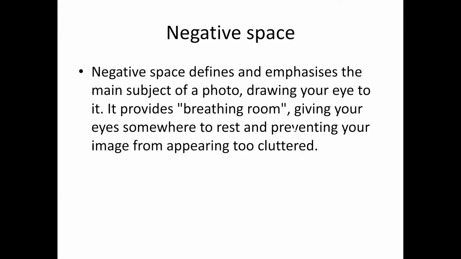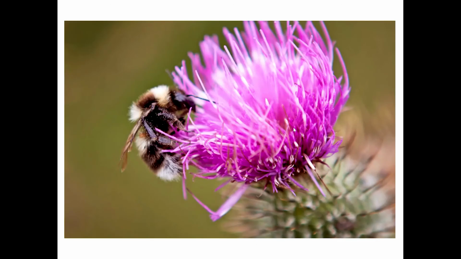As I said, there would have been too much empty space in the other photograph, but negative space can be a good thing. Negative space defines and emphasizes the main subject of a photo, drawing your eye to it. It provides breathing room, giving your eye somewhere to rest and preventing your image from appearing too cluttered. So the negative space would be the space around the bee. If this was cropped in tighter, it just might feel a little bit too intense of a photograph.